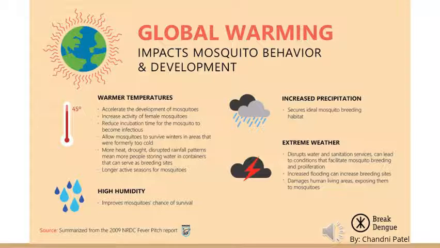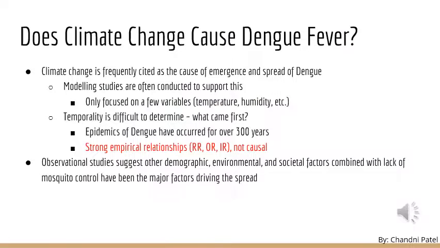Extreme weather events typically lead to changes in how humans use the environment. So in a drought, people may store water in containers more frequently, and if there's flooding, it will increase humans' exposure to breeding sites. So how certain are we of a causation relationship between climate change and dengue?